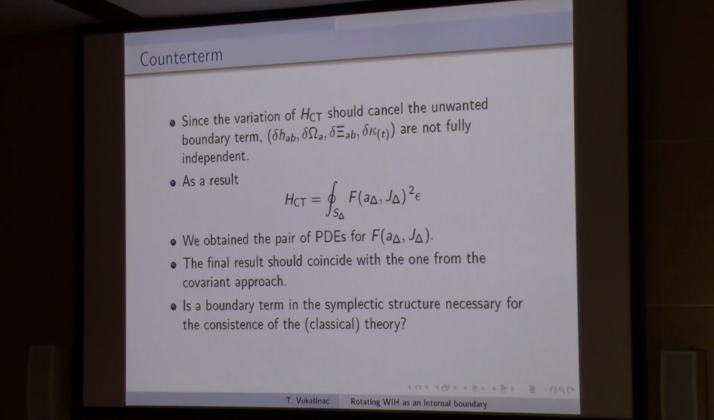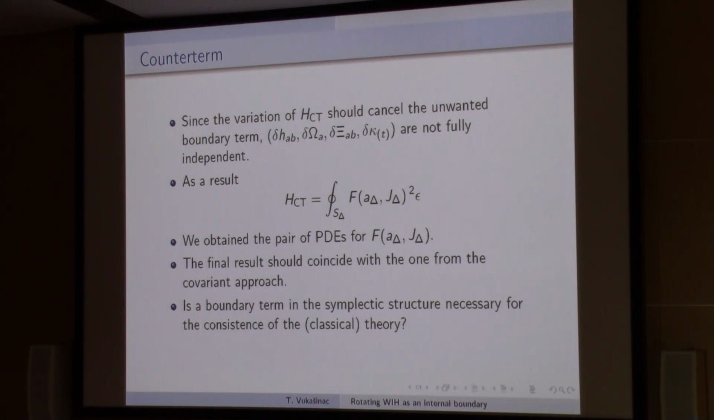So in order to have a well-defined Hamiltonian, we have to annul all the boundary contributions in the variations of the Hamiltonian plus a counter term, and it leads us to a set of partial differential equations for this function. So, as I said here, the final result, of course, should give us what we know from the covariant approach, but we still cannot arrive at that result. We still don't understand what is happening.